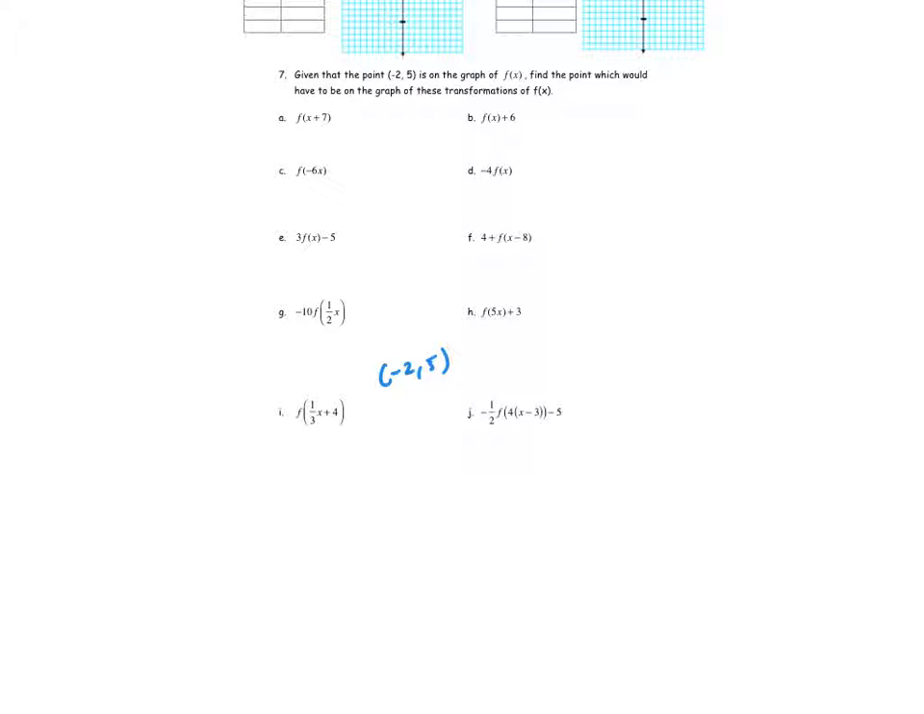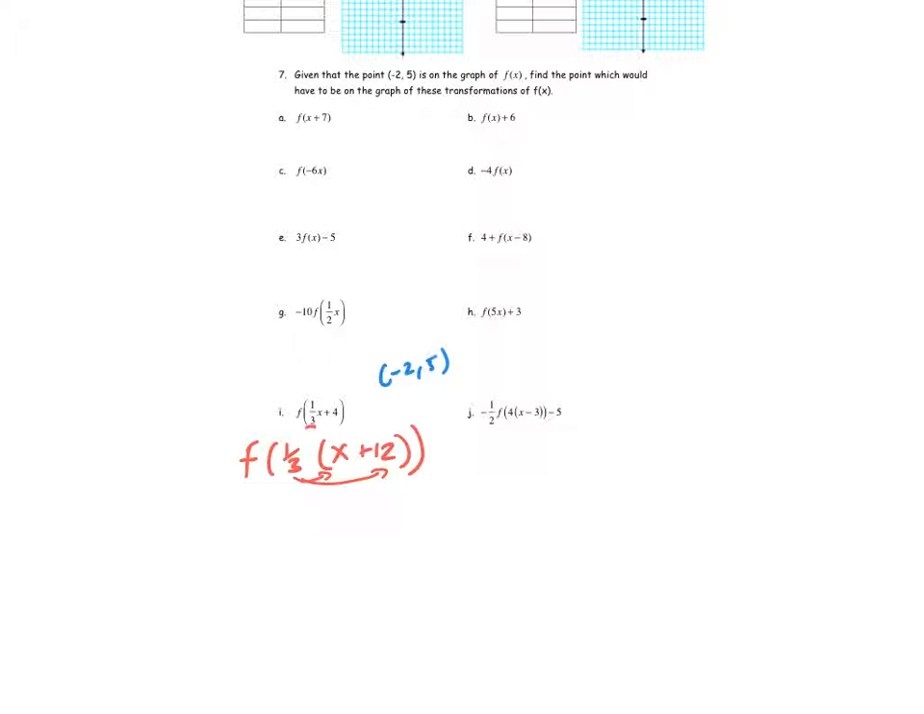Okay, so first we'll start with letter I. Here we have both a horizontal stretch and a shift. When we have both a horizontal stretch or shrink and a shift, we're going to want to factor out the coefficient of x. So when we factor out the coefficient of x, we'll get 1/3 x plus 12. If you want to check if you factored correctly, you can always distribute the 1/3 back in. So 1/3 times x is 1/3 x, which is what we have, and 1/3 times 12 will be plus 4.